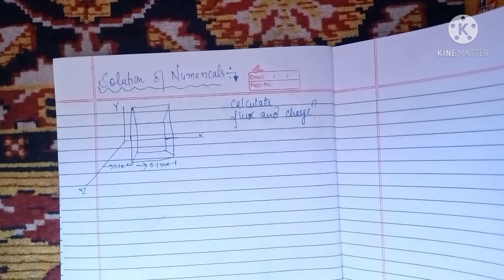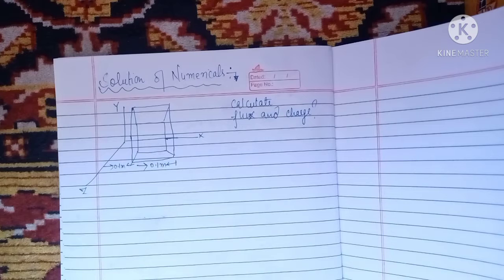Good morning, class. Today we will discuss the numericals that you were unable to solve. I had given you some numericals for your practice, and you were unable to do the last one, that is your fifth numerical. So let's discuss the solution of numerical number five.